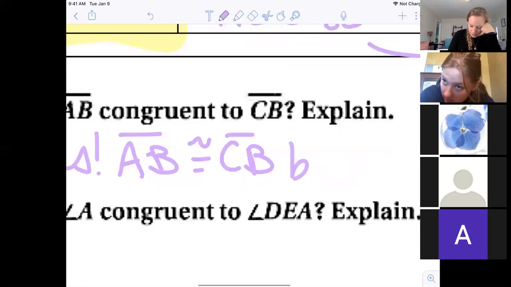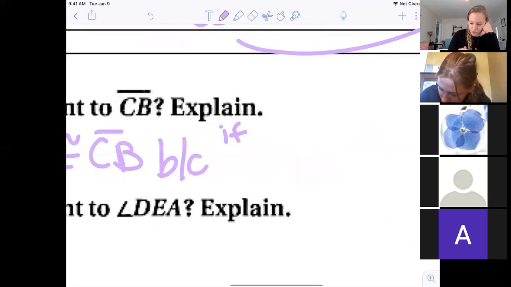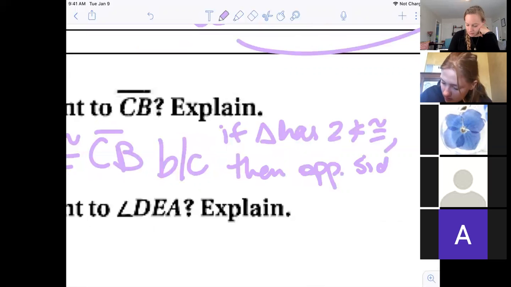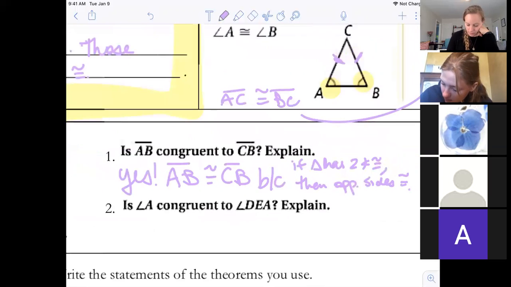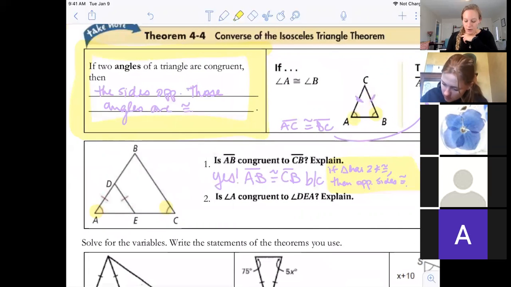And I love that Ava used the theorem because that's what we're going to use. We're going to say, and I'm going to just change the wording a little bit, if a triangle has two congruent angles, then opposite sides are congruent. That's about as simplified a way as I can say it. So if a triangle has two congruent angles, then opposite sides are congruent. Very good, Ava. Any questions on that one so far?